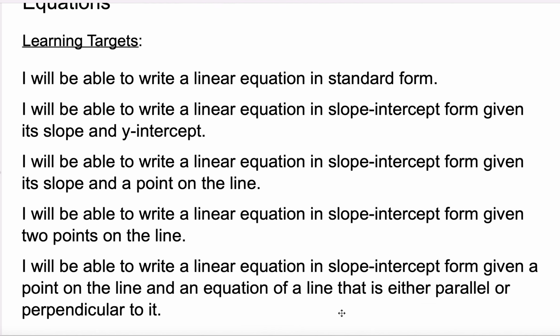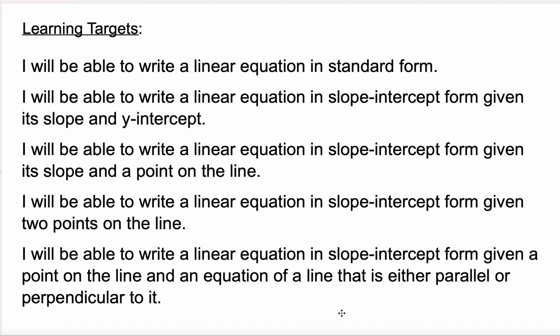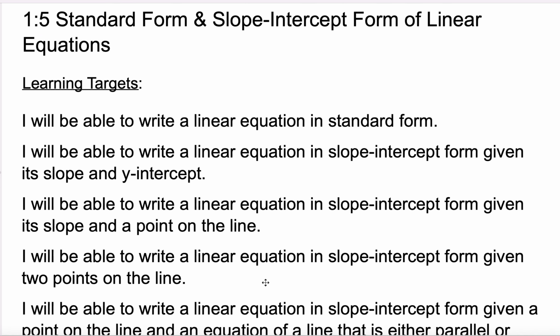We're going to write a linear equation in slope-intercept form given its slope and a point on the line, given 2 points on the line, and given a point on the line and an equation of a line that's either parallel or perpendicular to it. So just given some information and then be able to write it in slope-intercept form, and then a review on writing the linear equation in standard form.